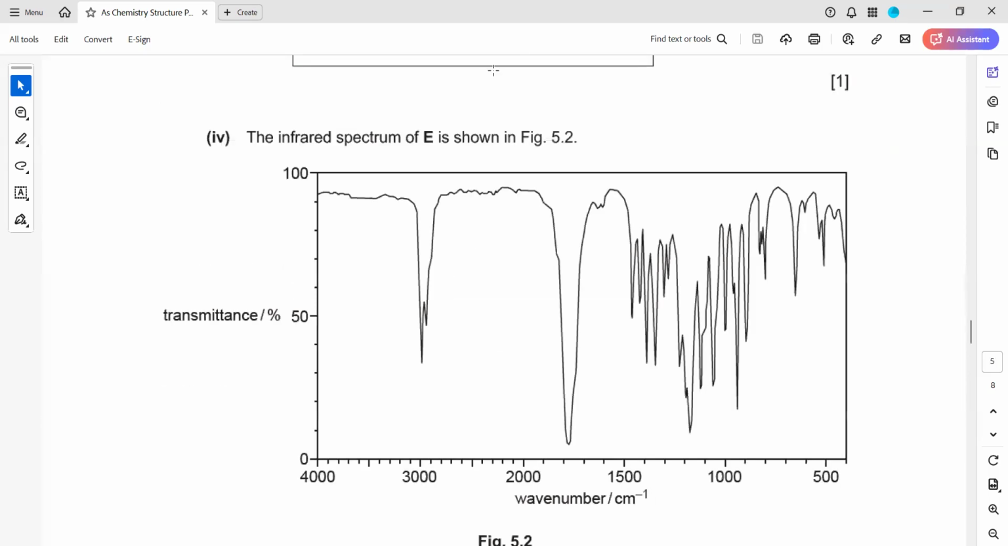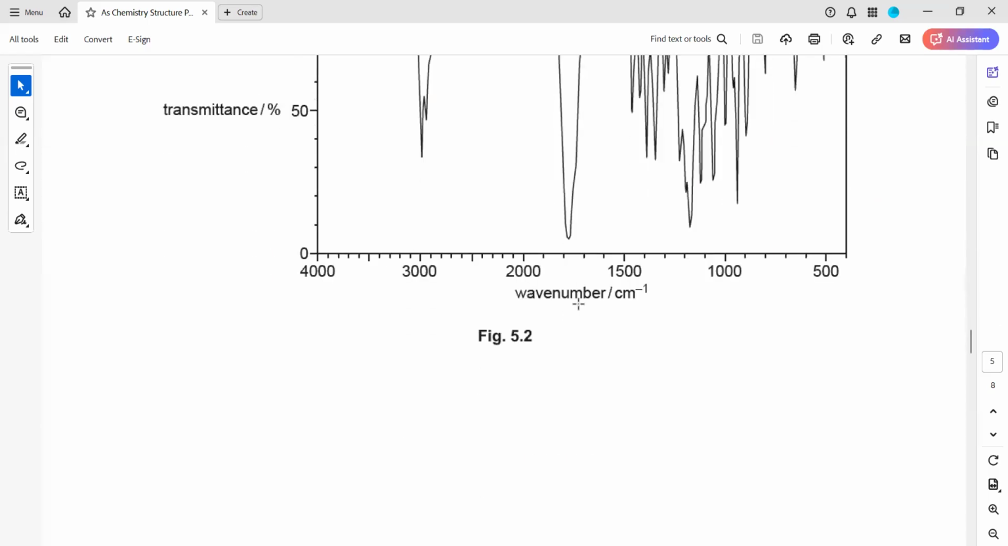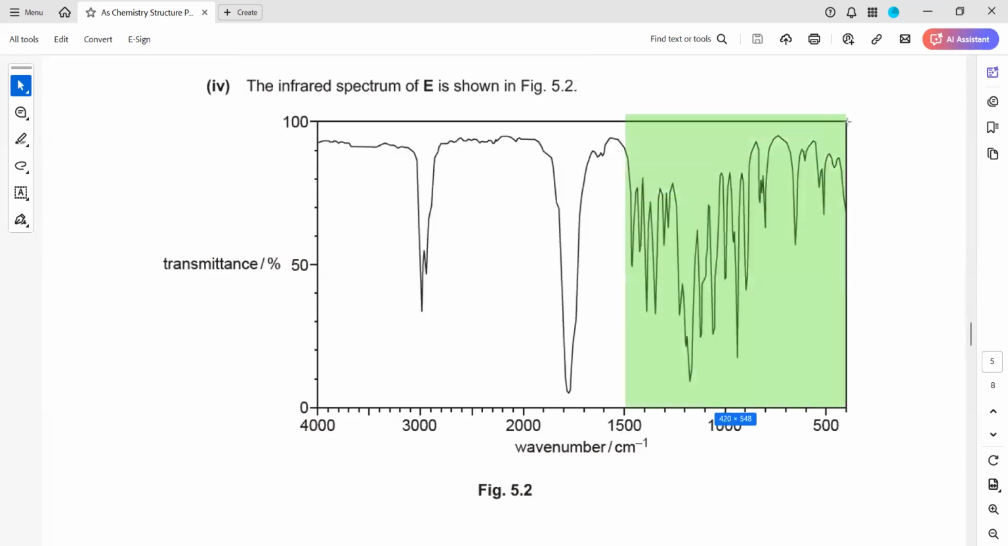Next is the IR spectrum of E, given as a percentage transmittance. The first thing, whenever you see an IR spectrum, is to ignore the region below 1500, because below 1500 is called the fingerprint region. Every molecule has a unique infrared spectrum in this region, so we ignore that and just look after 1500.